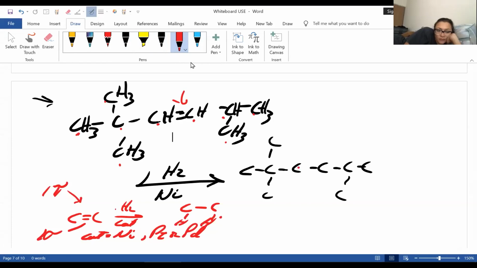Now, here are my 2 carbons of the double bond. My general reaction shows me you break the pi bond, which I did, and each carbon atom of the double bond gets a hydrogen. I can do that. And now I know there are 4 bonds to carbon. And I'm done.